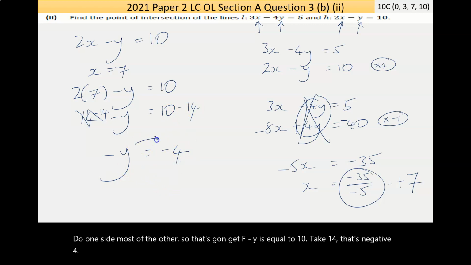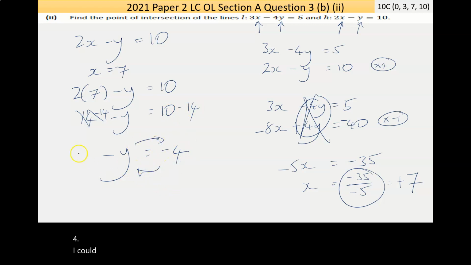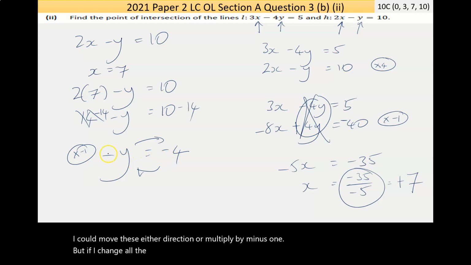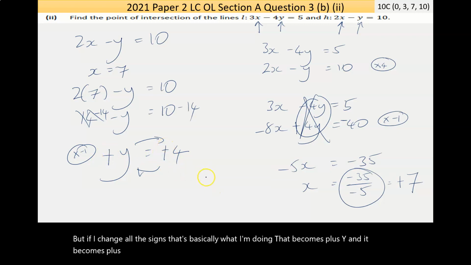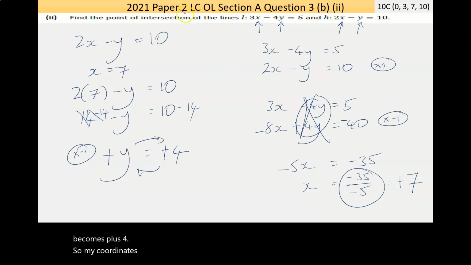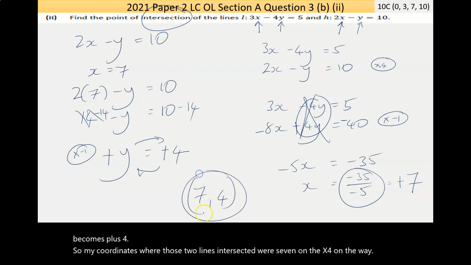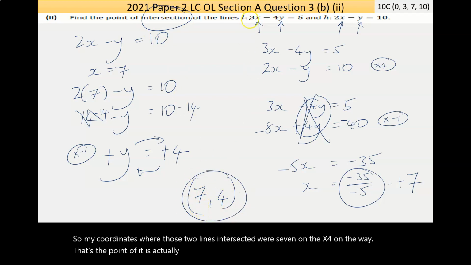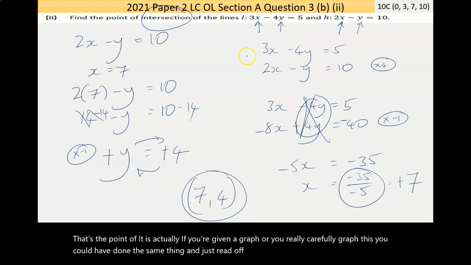Now, I could move these either direction or multiply by minus 1. But if I change all the signs, that's basically what I'm doing. So that becomes plus y and that becomes plus 4. So my coordinates where those two lines intersected was 7 on the x, 4 on the y. And that's the point of intersection. Now, if you're given a graph or you really carefully graph this, you could have done the same thing and just read off the point of intersection.